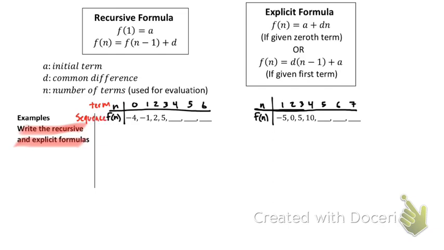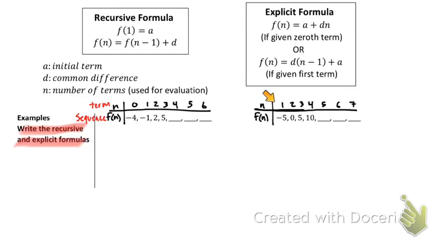For example, in this sequence, negative 4 is the 0 term. Negative 1 is the first term. 2 is the second term. And then 5 would be the third term. So if I said, what is the first term in your sequence? You would go to the first term and say, the first term in my sequence is negative 1. Okay? So we are going to use this terminology to go ahead and write these recursive and explicit formulas.